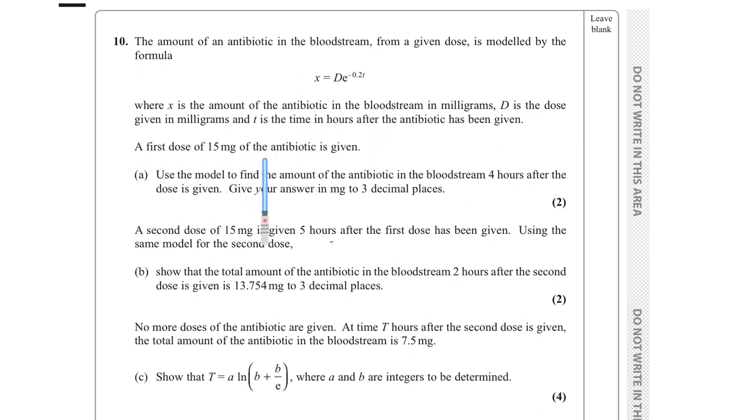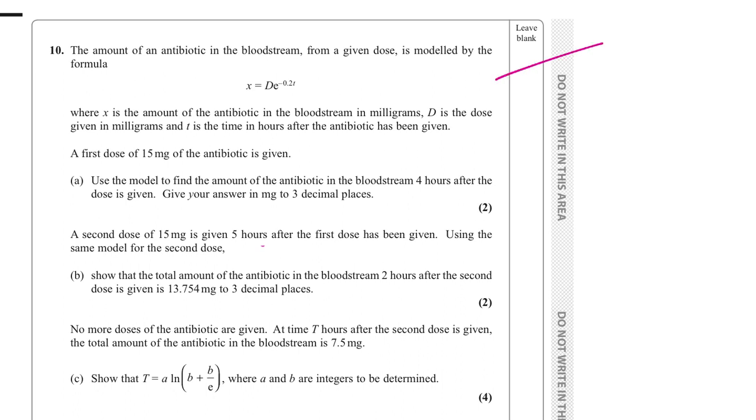Okay, so the first part of the question is really easy. We just want to use the model to find out the amount of antibiotic in the bloodstream 4 hours after the dose is given. So we're going to substitute this in. Now our D in this case is 15 because the first dose of 15 milligrams of the antibiotic is given. So when our time is 0, our D is 15 because that is what happens initially. So they've just come in, the time is at 0 and boom. So we're going to have 15e to the minus 0.2 lots of 4.